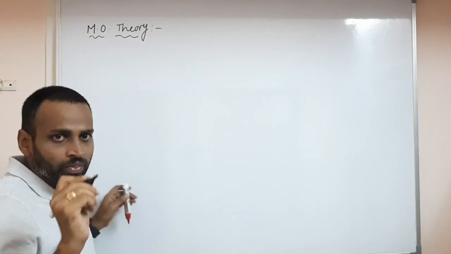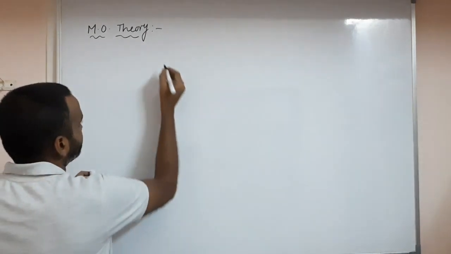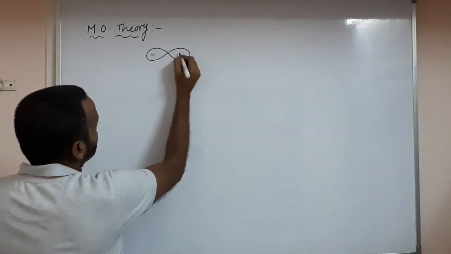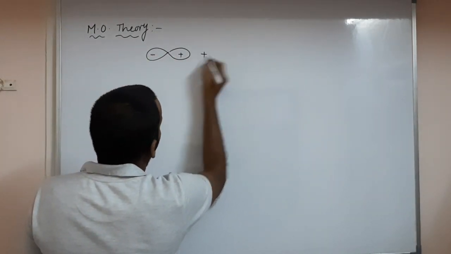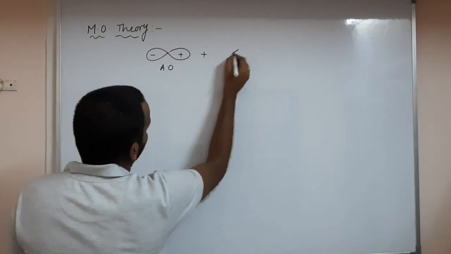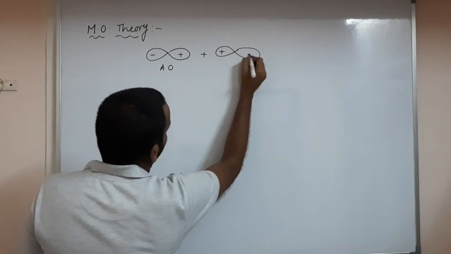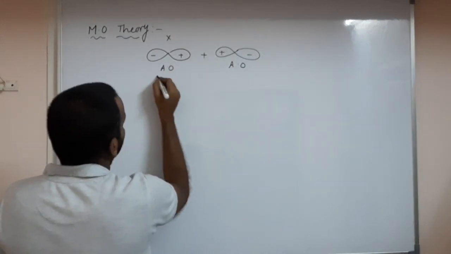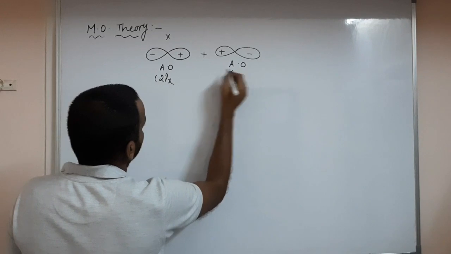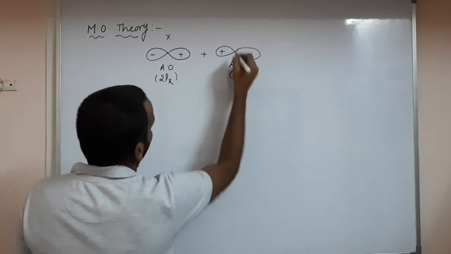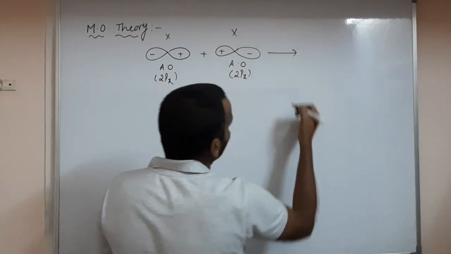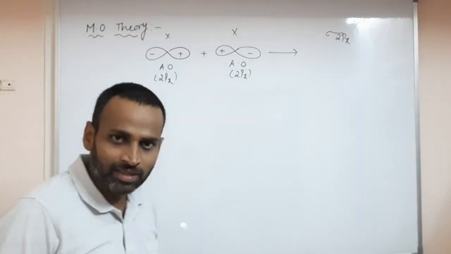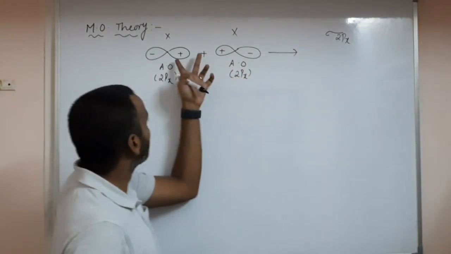I will show you the bonding molecular orbital of p. p means dumbbell, everybody knows. So this is minus and this is plus, an atomic orbital of one atom. This is combining with another atomic orbital. Suppose this is 2px and this is 2px of another atom, then you will get sigma 2px. Does it have a star? No, because plus and plus combined.